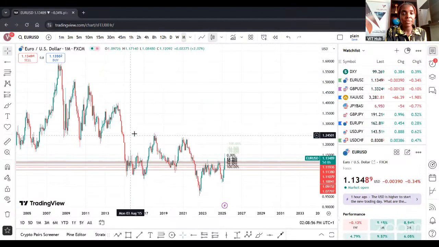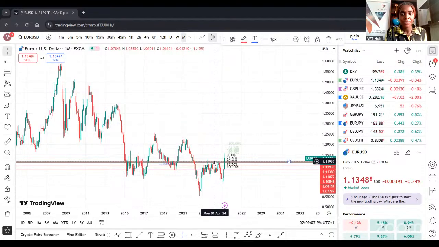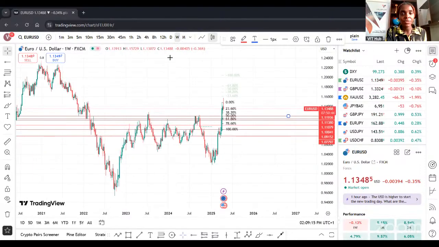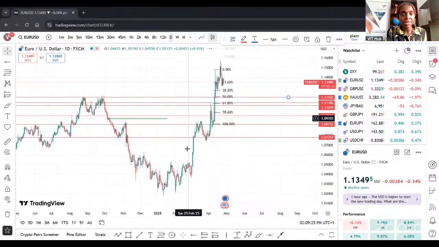Monthly time frame, Euro USD, we're seeing some push to the downside. Of course, there has been a clear of this liquidity residing at 1.1936, and on the weekly time frame, price has cleared this high right here all the way to the upside, down to the daily time frame.